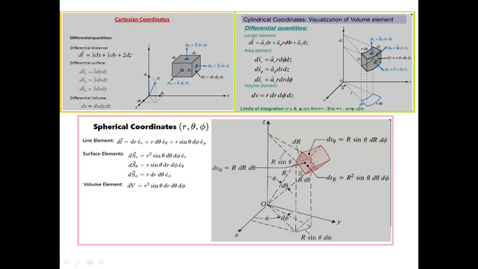Now what is the volume? This is dr, this is r d theta, and this is r sin theta d phi. So dr into r d theta into r sin theta d phi, giving r square sin theta dr d theta d phi. These are the elemental length, surface and volume in the spherical coordinate system.